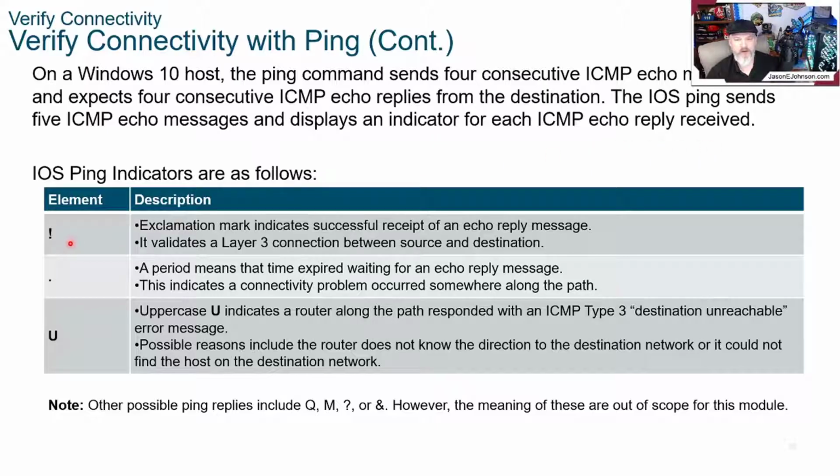IOS indicators are as follows. You can get the exclamation mark. That indicates successful receipt of a message. It validates a layer 3 connection. A period means that the time expired waiting for an echo. And an uppercase U indicates a router along the path responded with an ICMP unreachable message. Sometimes when you do the ping command, if it's a new connection and lines have just come up, the first ping may not work. So it's a good idea to ping a second time before you say something's wrong.